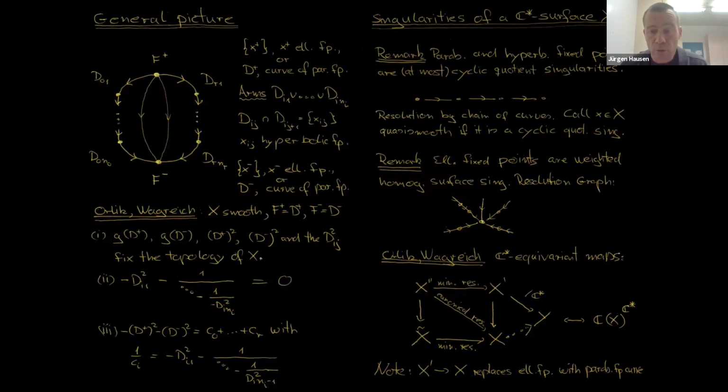This canonical resolution is in general not the minimal resolution. For the minimal resolution, we have to contract exceptional -1 curves in the fiber. So what this map from X prime to X does is that it replaces possible elliptic fixed points with parabolic fixed point curves. All the morphisms in this diagram are equivariant with respect to the C-star actions.